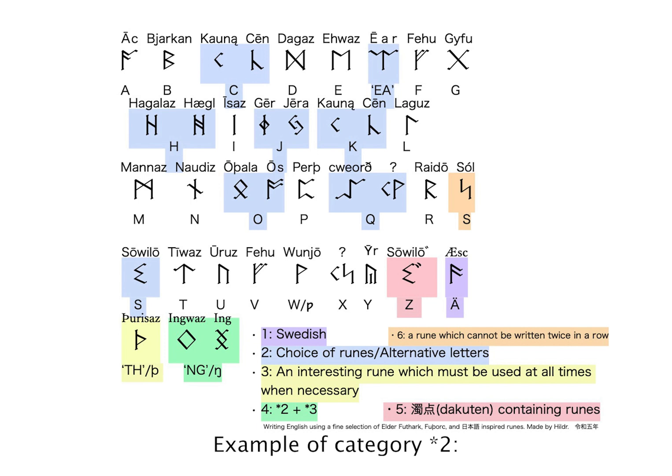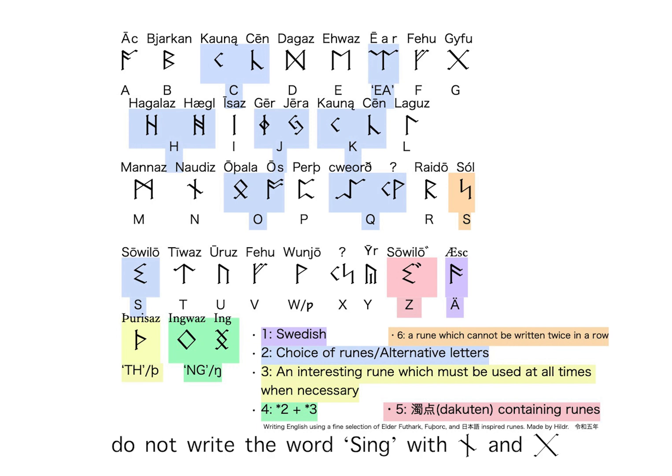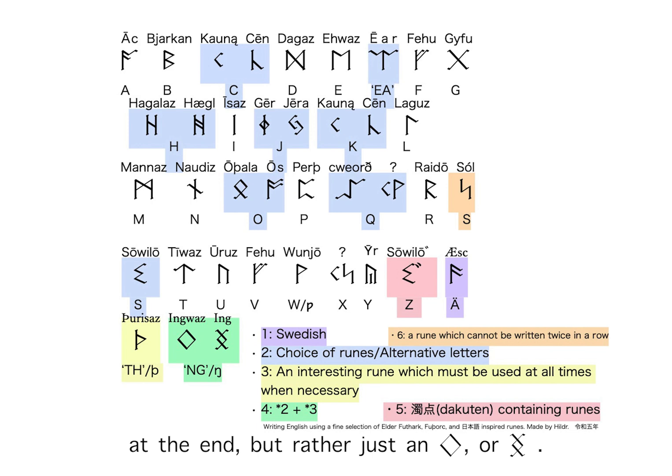Example of category 2, when writing the letter K, you have the option between using kana and ken. Example of category 3, instead of writing the word the as hagalaz or was, you should use furusaz and was. Example of category 4, like category 3, do not write the word sing with naudlis and gifu at the end, but rather just an ingwaz or ing.